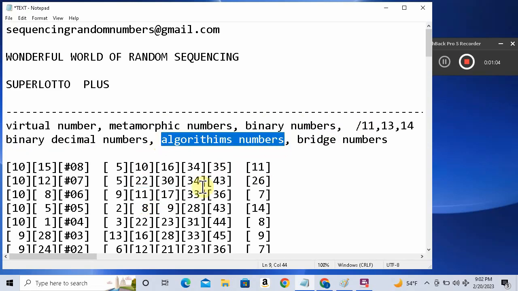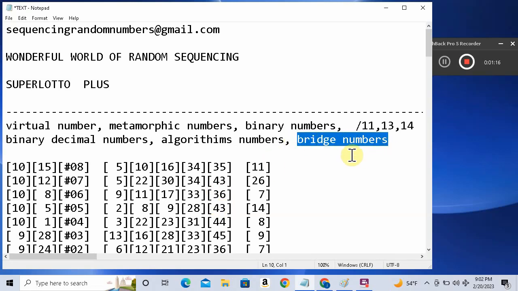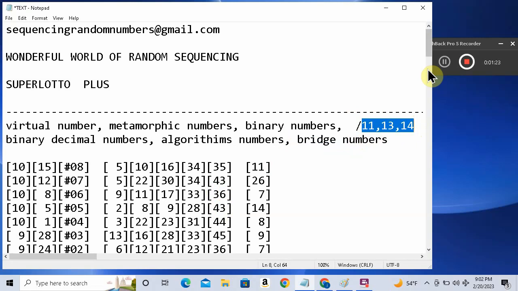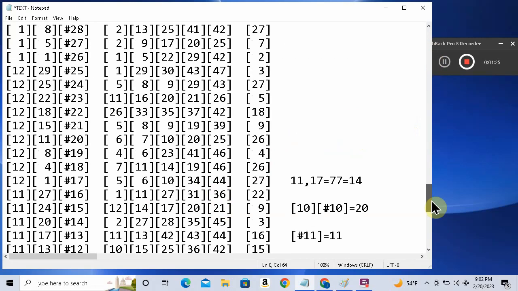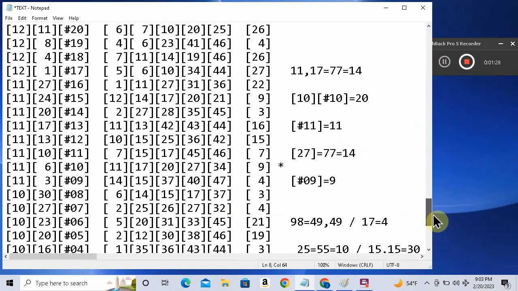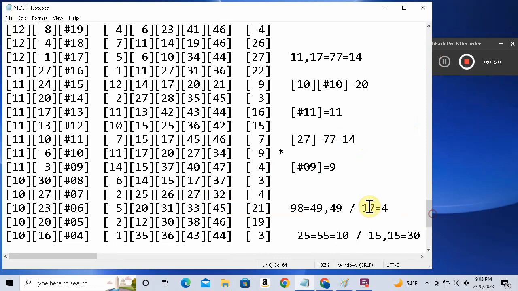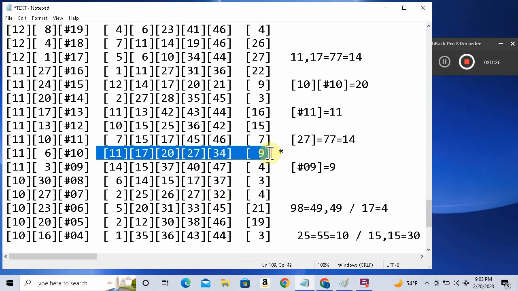Algorithm numbers is basically all these numbers, and the numbers to the right hand side also have algorithmic sequential potential. You've got to understand what bridge numbers are. These are the bridge numbers. They help to sequence sequences 11, 13, and 14. But the one we're going to be dealing with today is this sequence here. See, 11, 17, 20, 27, 34, and 9.